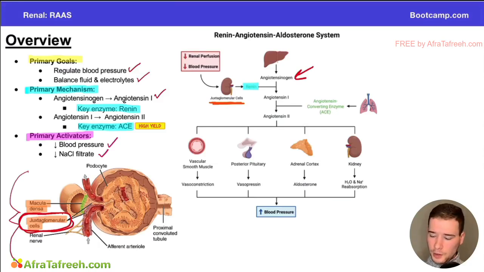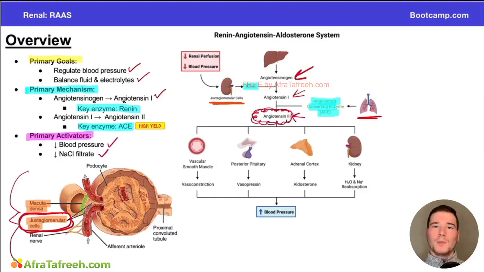So if you turn your attention over here, you can see ACE, again, primarily coming from the lung, but not all of it. This is converting our angiotensin 1 into our angiotensin 2. This molecule, angiotensin 2, has a bunch of very important effects downstream in the body. So it's very important to think about how this molecule is created in terms of what are the key enzymes and also what are the downstream effects, which we will talk about in the next video.